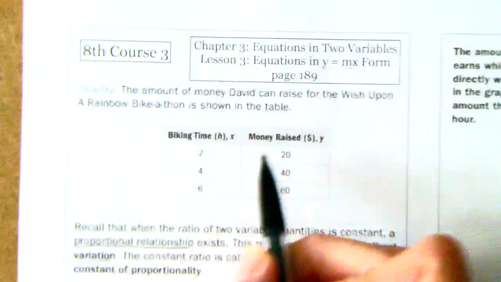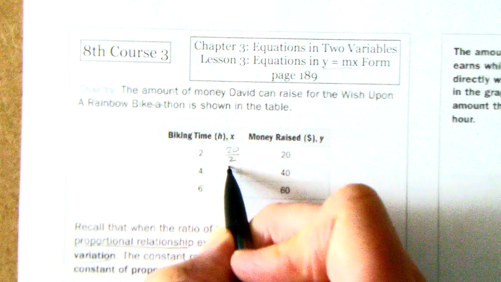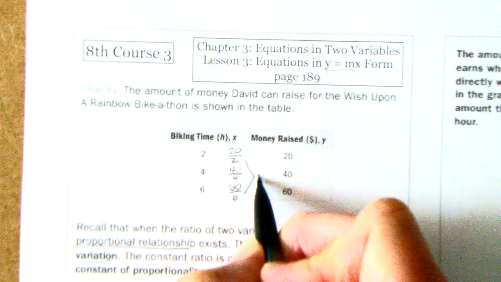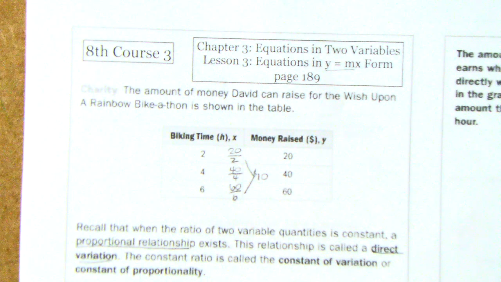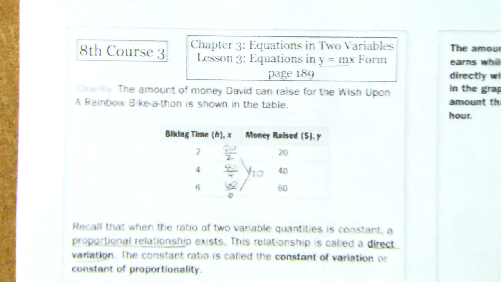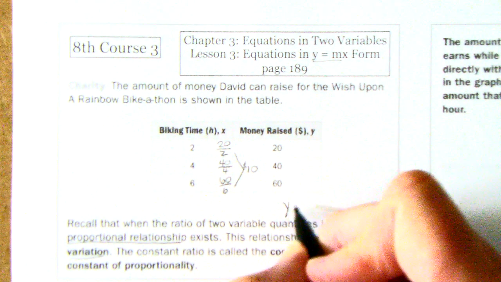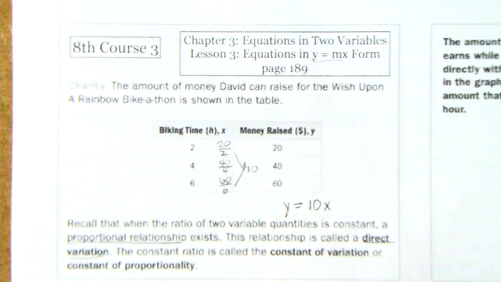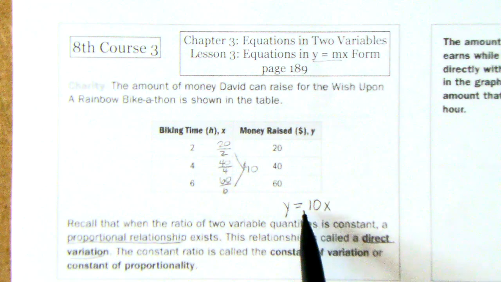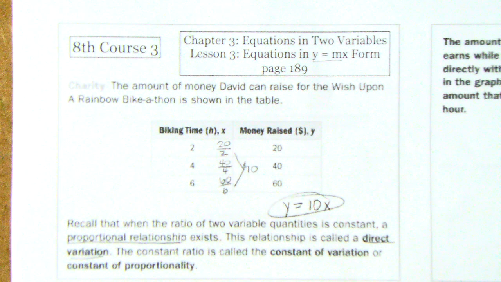And then your constant ratio, your y over x, in this case $20 over 2 hours, or $40 over 4 hours, or $60 over 6 hours, all equal $10 per hour. That is your constant ratio. It's your constant of variation or your constant of proportionality, which means if I were to write an equation, it would look like this: y equals $10 per hour. X is hours right here. Y is how much money you make. So the money you make is $10 times the number of hours. And that's the formula we're going to use all day.